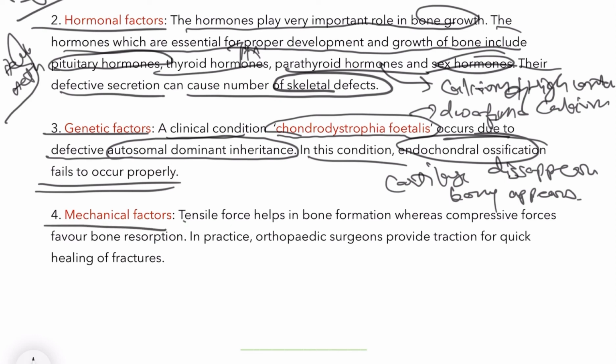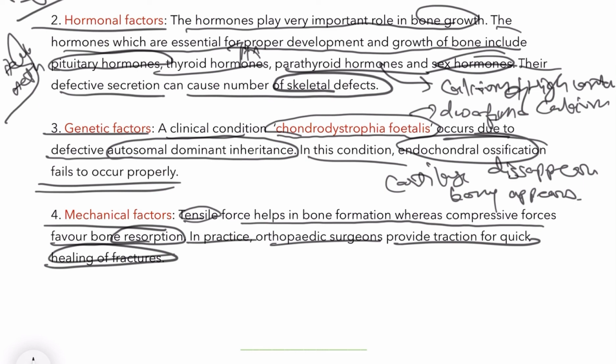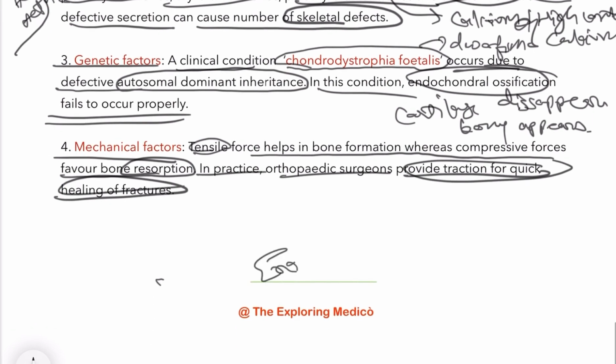Mechanical factors. Tensile force helps in bone formation, whereas compressive force favors bone resorption. In practice, orthopedic surgeons provide traction for quick healing of fractures. So these were all the parts. Hence, we have ended the chapter here, skeletal system.